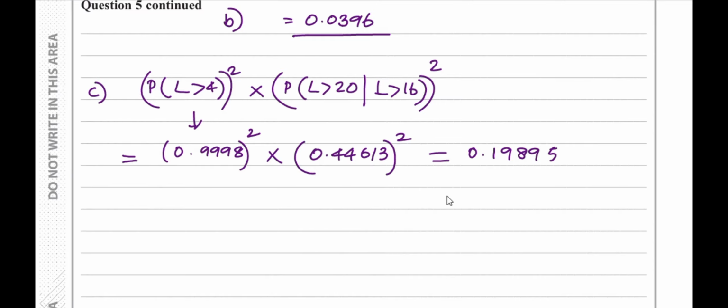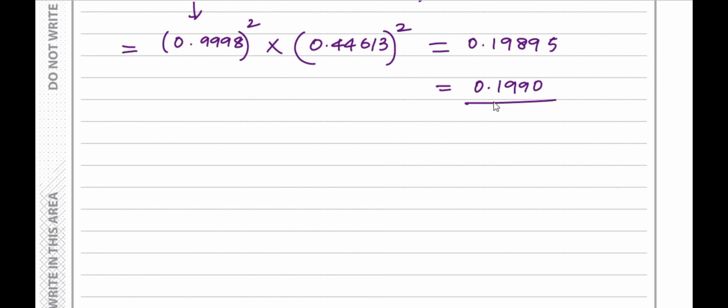Okay, and then we can confirm with the other earlier answers to 4 decimal places. We could write this as 0.1990. The question wants us to show that this probability is 0.199 to 3 significant figures. So this is fine. So we have shown that now.